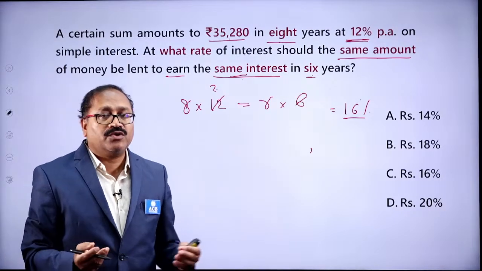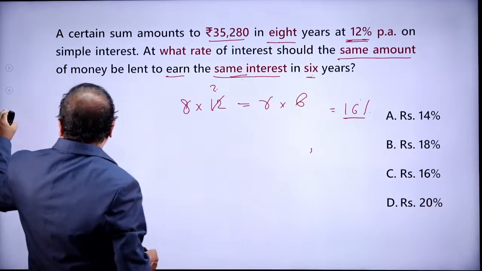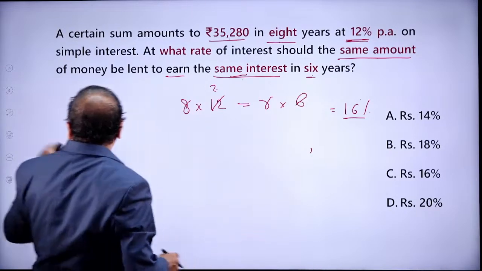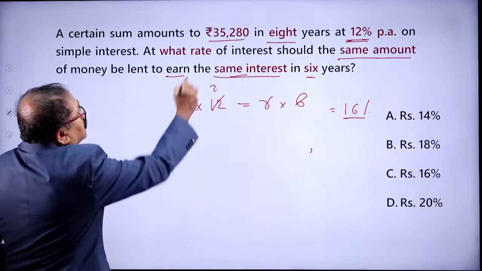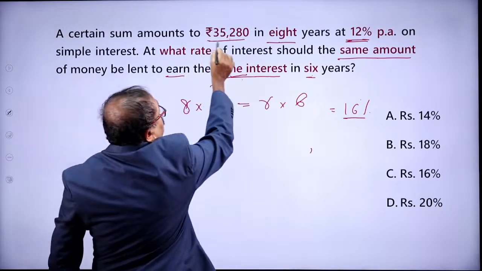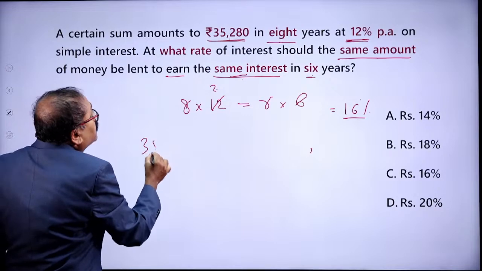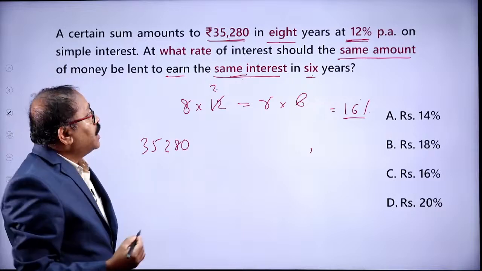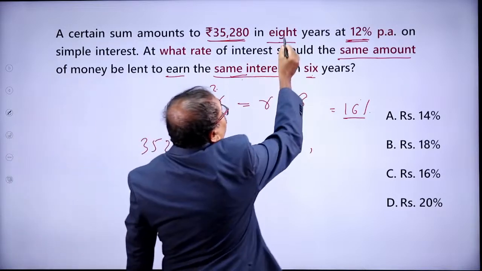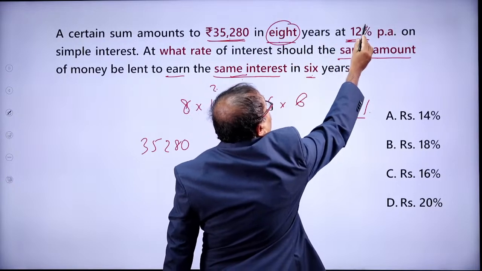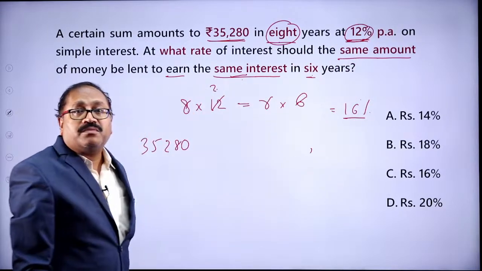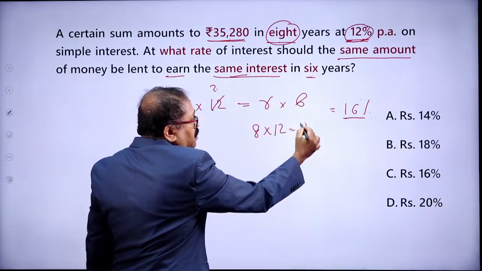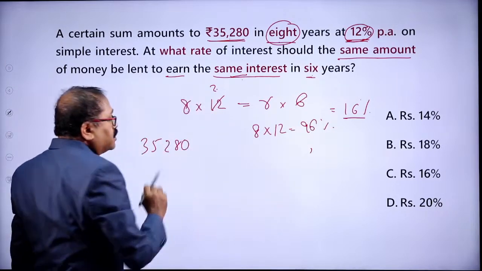That's all, if you know how to approach it. But I will show you the basic approach so that you will get convinced why I did so. So let's take the total amount. This is the total amount, 35,280. And in this, what percentage interest is there? 8 years, 12% per annum. That means 8 into 12, that comes to 96% interest in this.